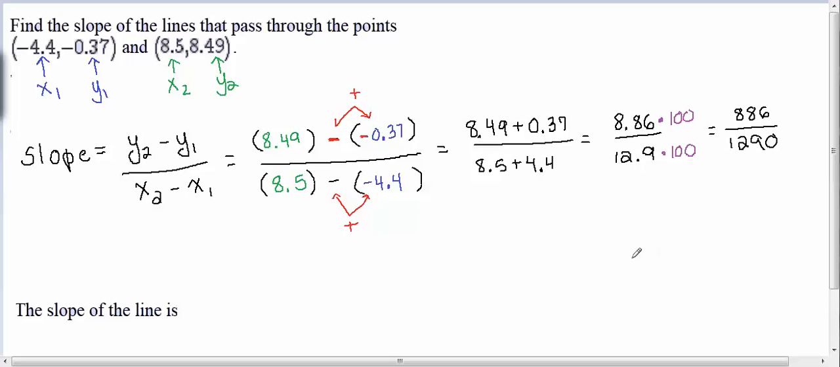But we always want to give our answer in simplest form. So the next thing I want to think about is, can I reduce this fraction at all?